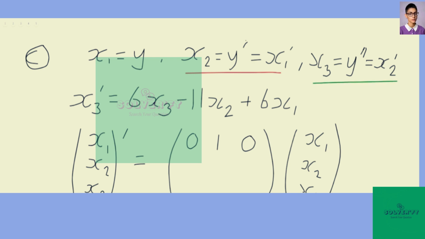Next up, this one. We've got x2 prime is equal to x3. So on the right hand side, there's no x1s, there's no x2s, there's one x3. And finally, this guy, we've got x3 prime is equal to 6 x1s, minus 11 x2s, and 6 x3s. So that's writing it in matrix form.